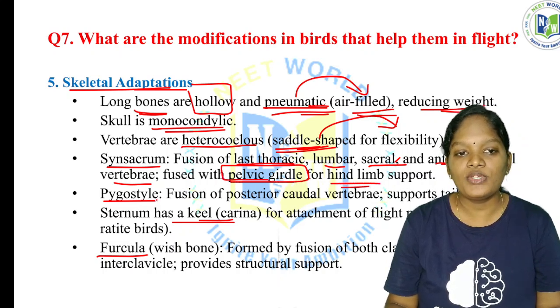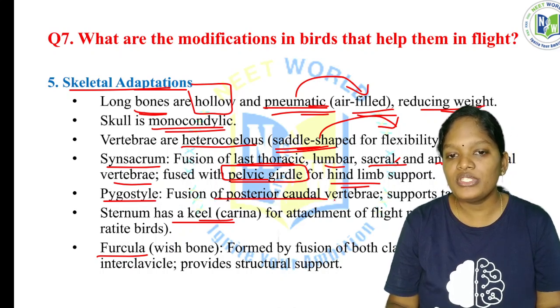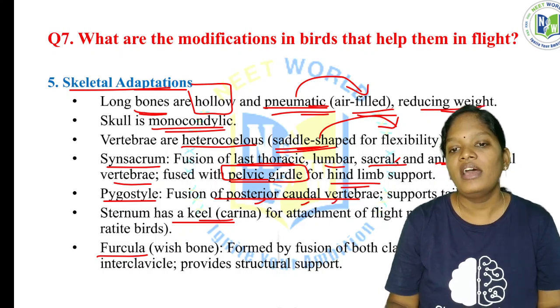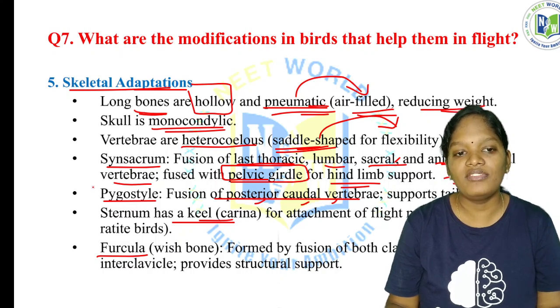Now pygostyle. This fusion of the posterior caudal vertebrae supports the tail feathers. See, there will be posterior caudal vertebrae, and altogether they are getting fused. Why do they have to fuse? They are protecting and supporting the tail feathers. So that will be done by this pygostyle.